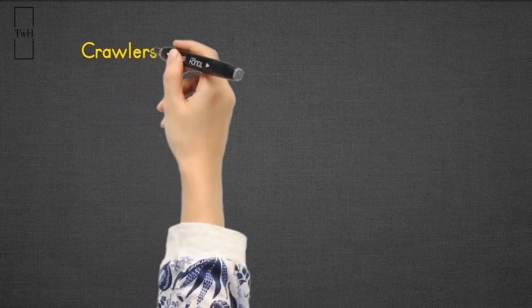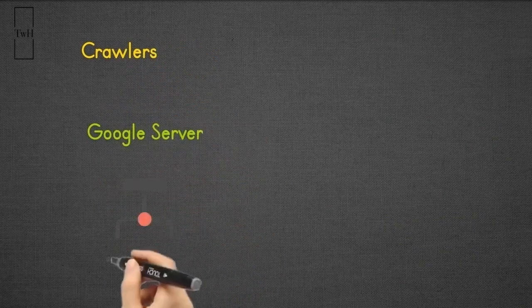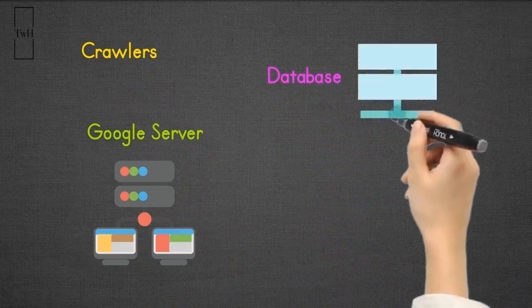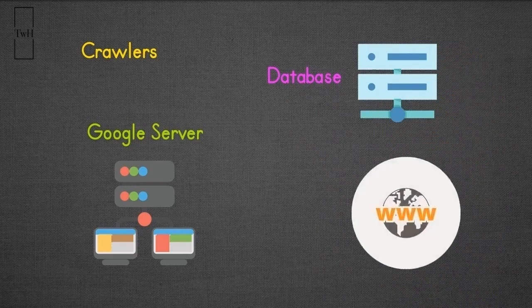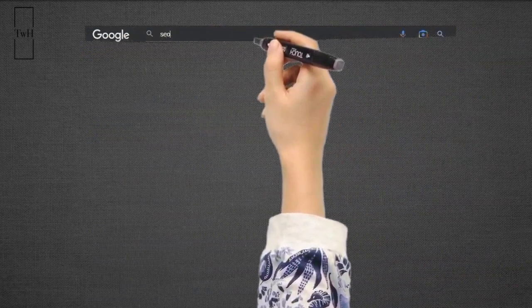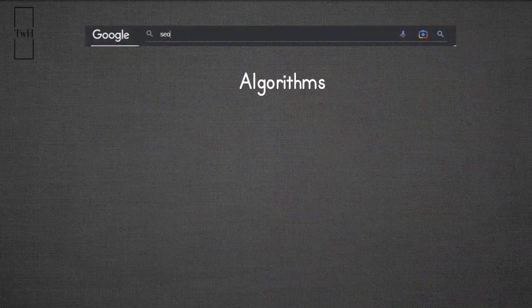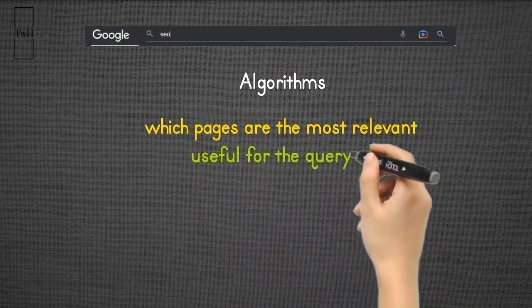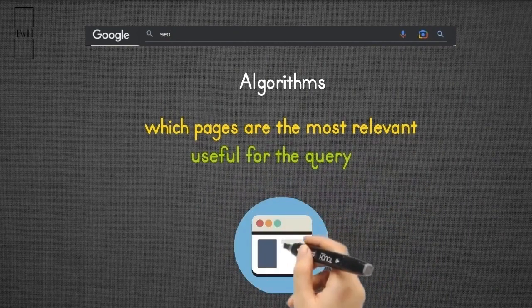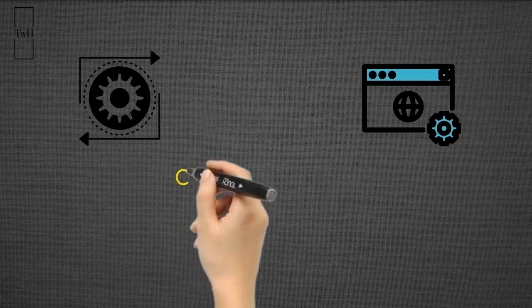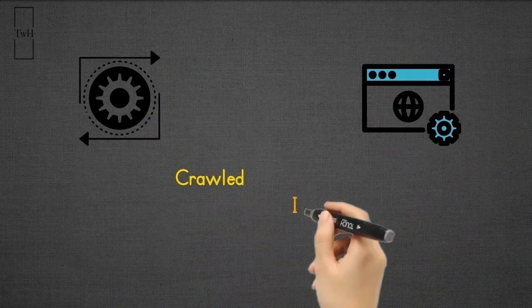Once the crawlers have collected this information, it's sent back to Google's servers, where it's processed and added to Google's index. The index is essentially a huge database that contains information about all the content Google has found on the web. When someone types a search query into Google, the search engine uses its algorithms to analyze the information in the index and determine which pages are the most relevant and useful for the query. These pages are then displayed in the search results. So, it's important to understand this process if you want to optimize your website for search engines, as it can help you ensure that your content is being properly crawled and indexed.